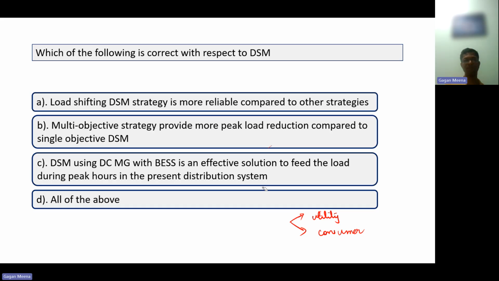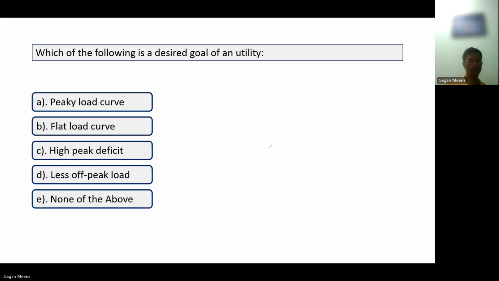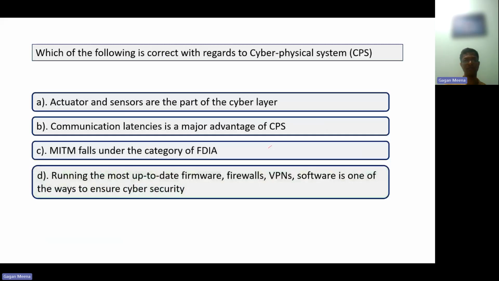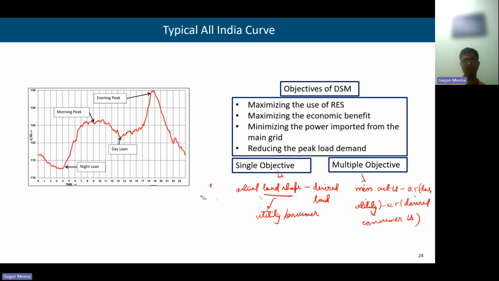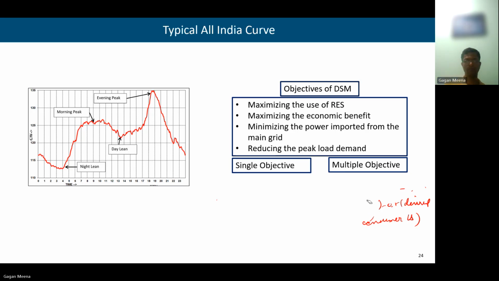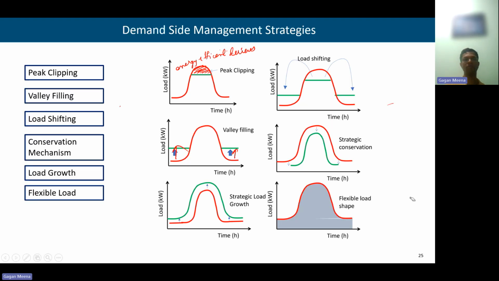In DSM, we have seen three types of strategies. We'd like to revisit that point because it's important. Yes, here you can see. So here we want to minimize the load, actual minus desired. Okay. So these are the 6 strategies of demand side management.